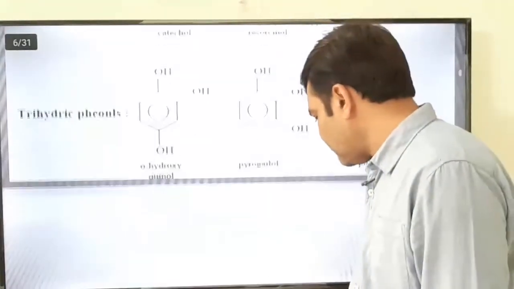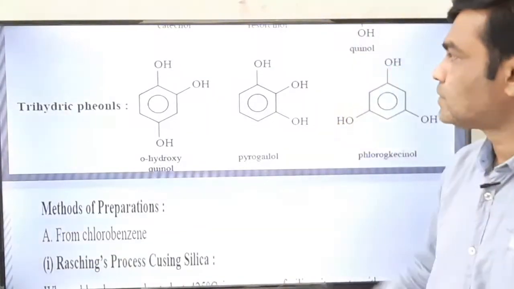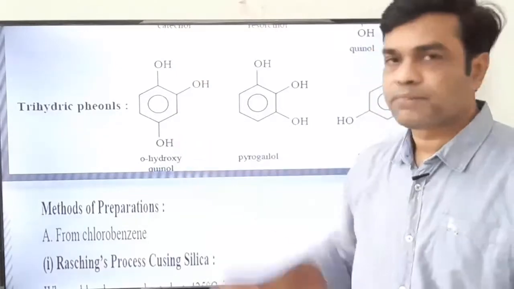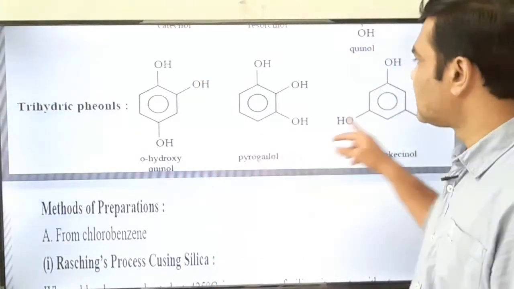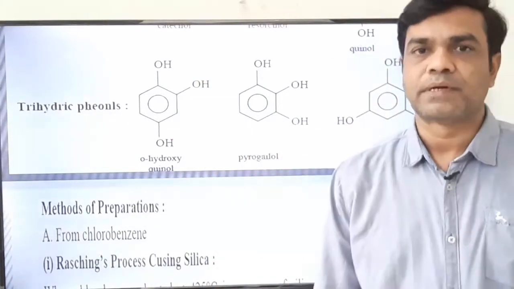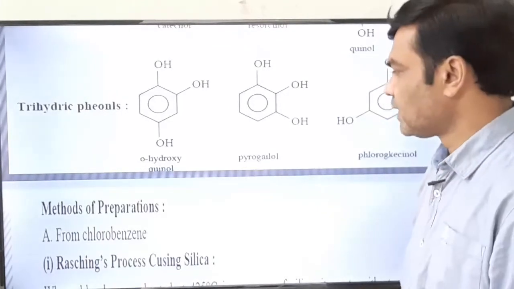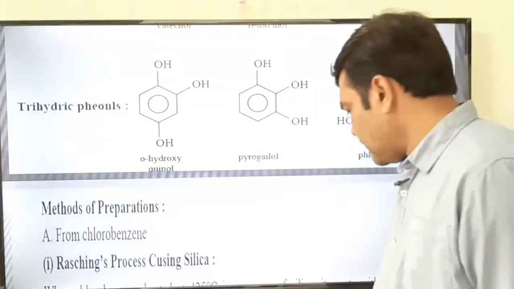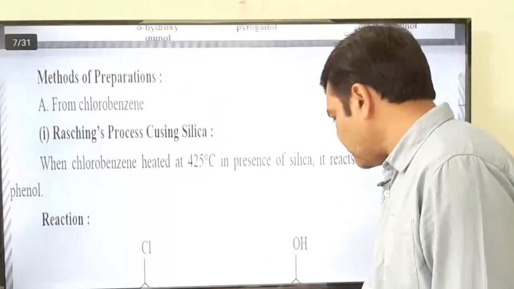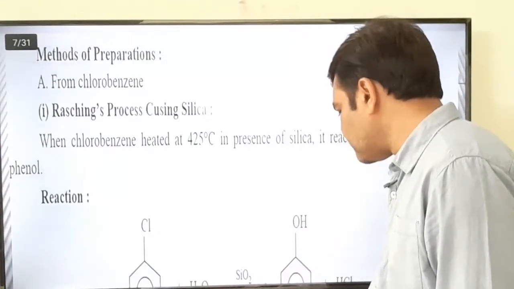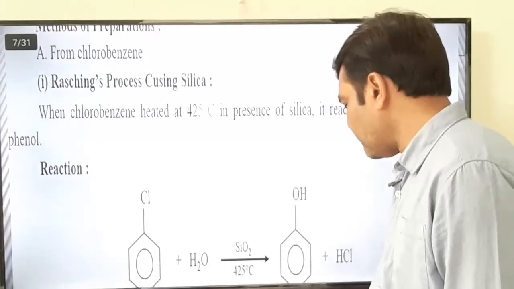Then trihydric phenols, of course, having three OH groups. So these are the examples of trihydric phenols, meaning compounds having three OH groups. After that, coming to the next point, that is the methods of preparation of phenol.